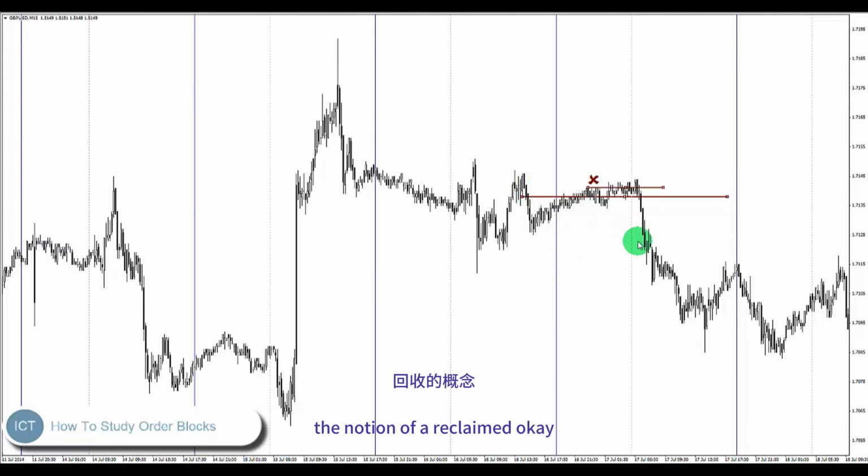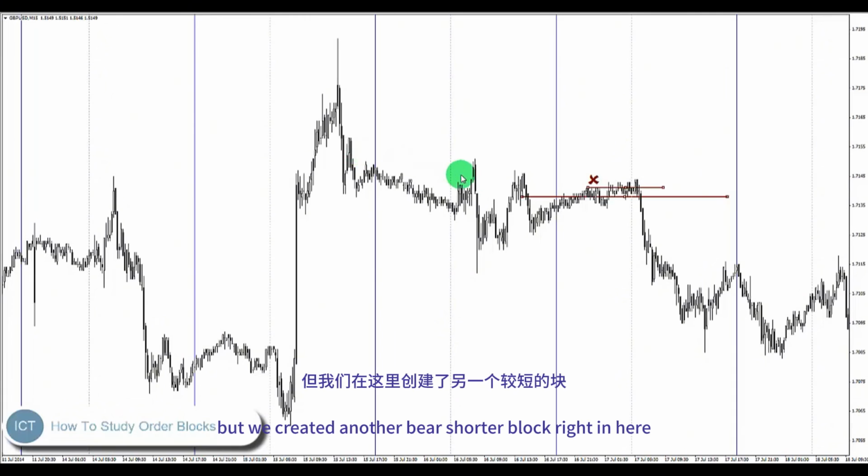The notion of a reclaimed, or re-sponsored, order block, I'll just give you an example of it here because it's staring right in the face. The order block that sent price lower here, see right in here, we returned to this one, but we created another bearish order block right in here.